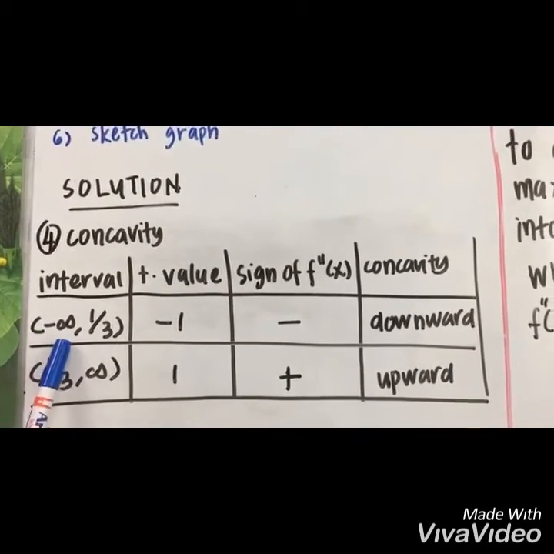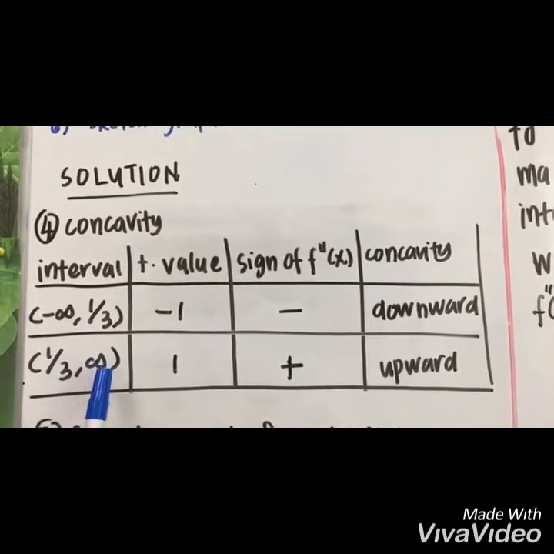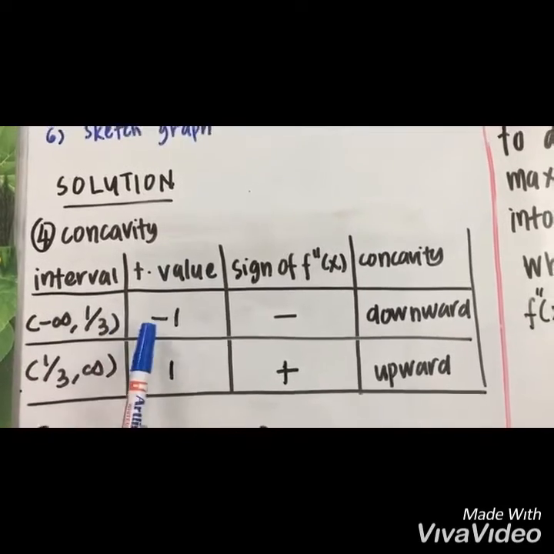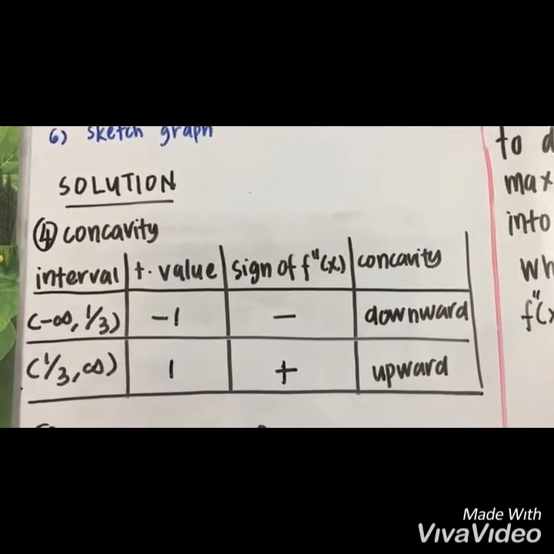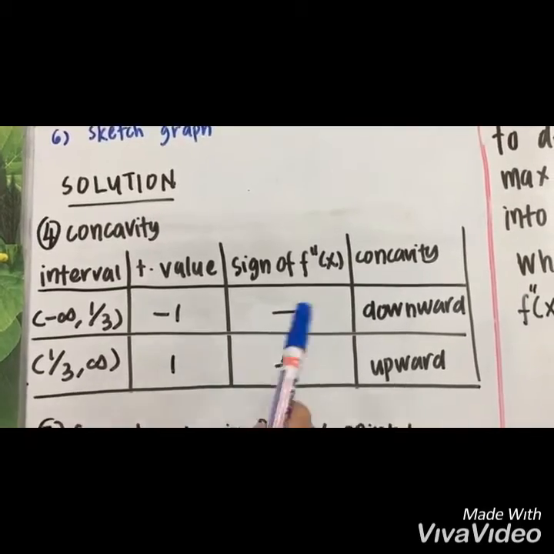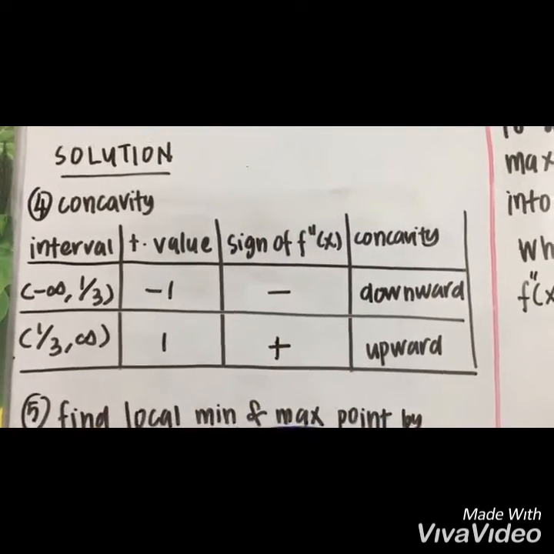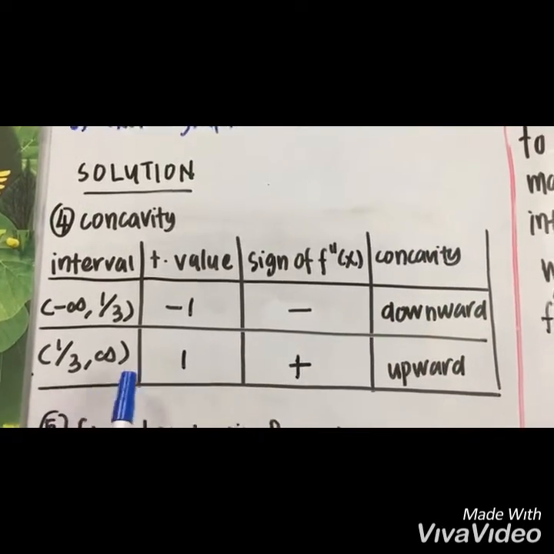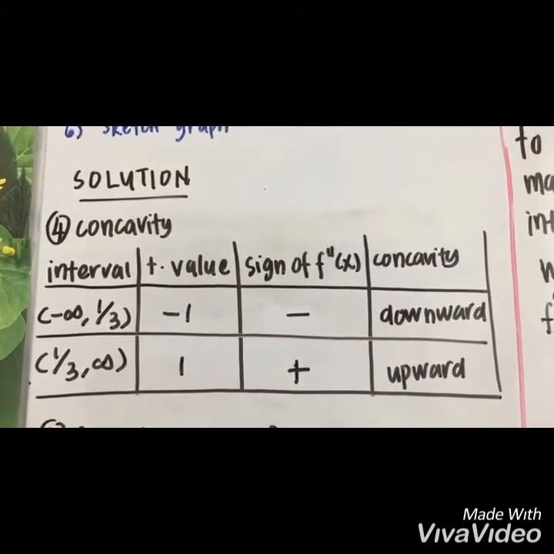Since the x value of the inflection point is 1 over 3, we put the intervals from negative infinity to 1 over 3 and 1 over 3 to infinity in order to find concavity. The test value for the first interval, we take negative 1, and for the second interval, 1. It is advised not to take 0 as a test value because 0 is actually the inflection value. So the sign of the second derivative for the first interval is negative, where the concavity is downward, and for the second interval, positive, where the concavity is upward.